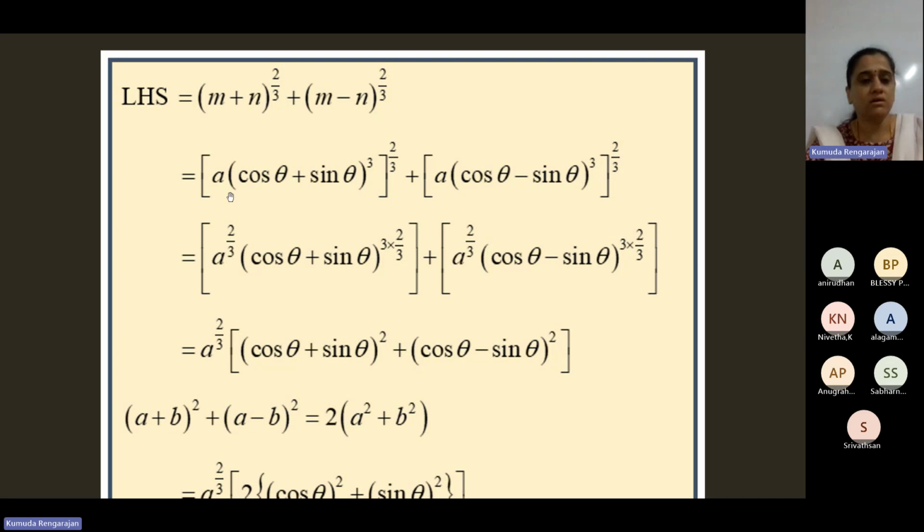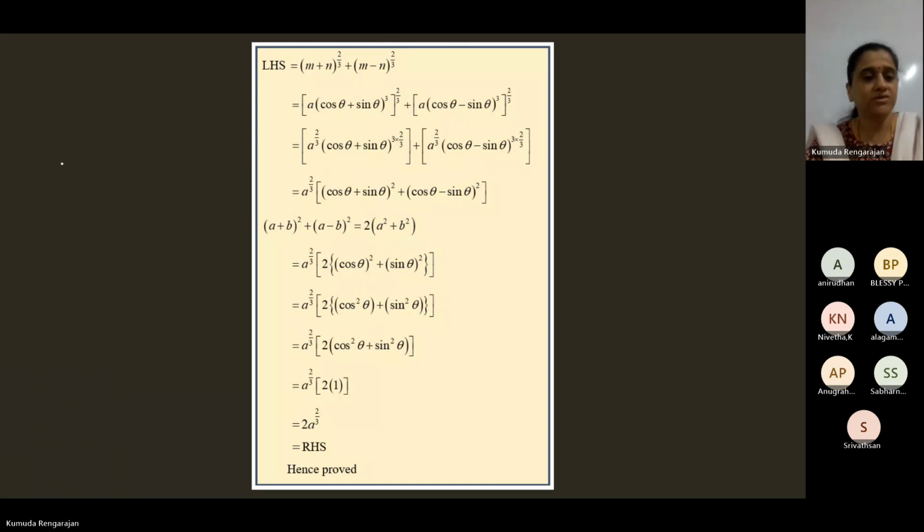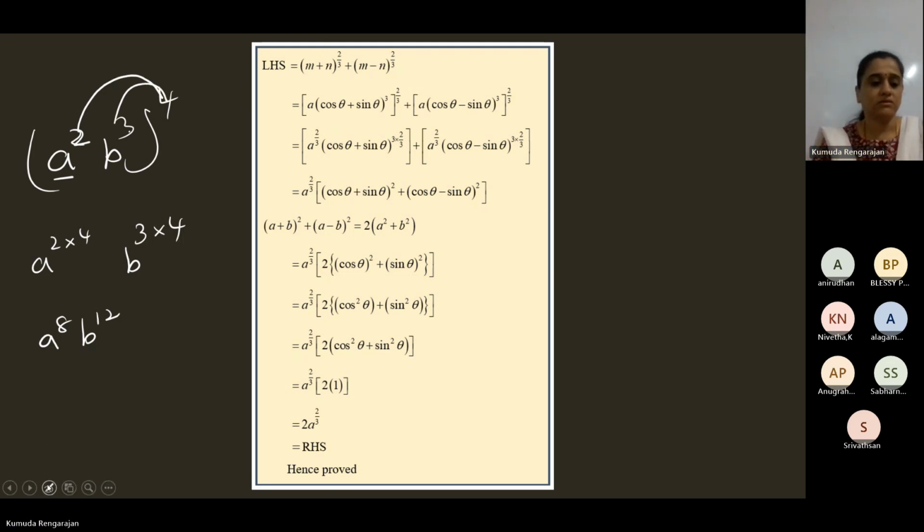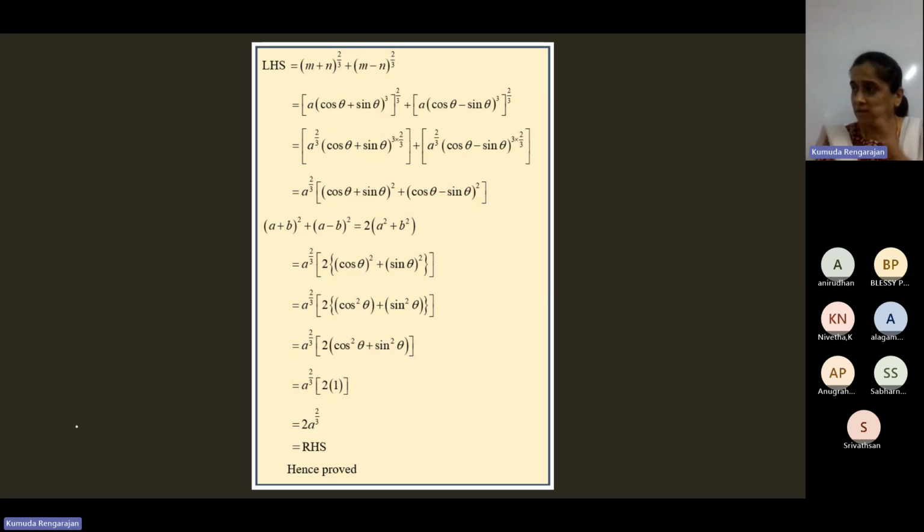So now, in the bracket, actually, you have a to which this power 2 by 3 is applicable, and then cos theta plus sine theta, the whole cube, to which the power 2 by 3 is applicable. So a to, okay, the rule is, see, if you have a square b cubed, the whole power 4, it is a to the power 2 into 4, multiply the powers, b cubed, b to the power 3 into 4. So it will be a to the power 8, b to the power 12. The base is a, it's raised to the power 2, and it's also raised to the power 4. So multiply the powers, 2 into 4, 8. b is raised to the power 3, again the whole power 4. Multiply the powers, 3 fours are 12. So when there are many powers, you should multiply the powers.